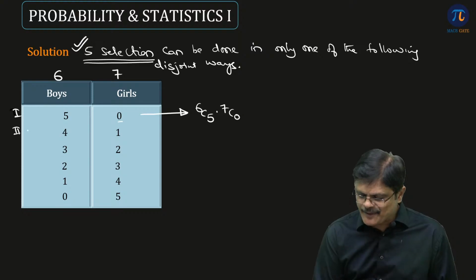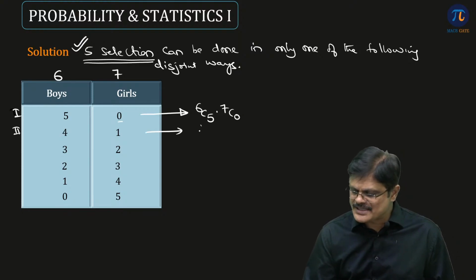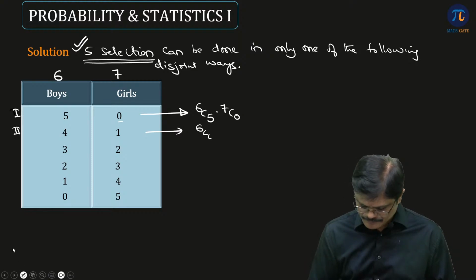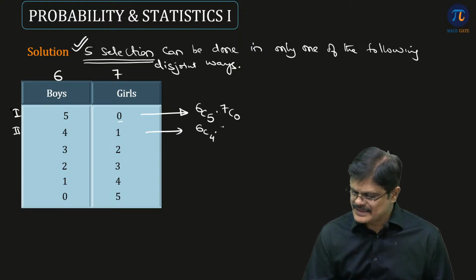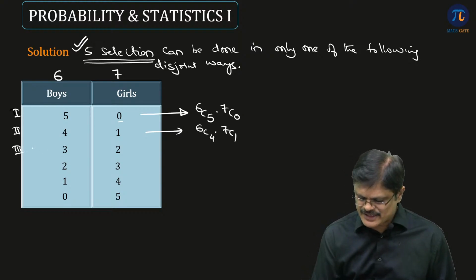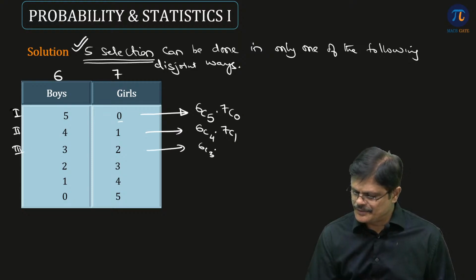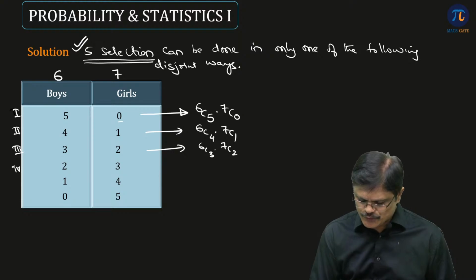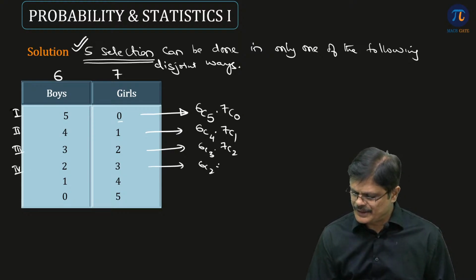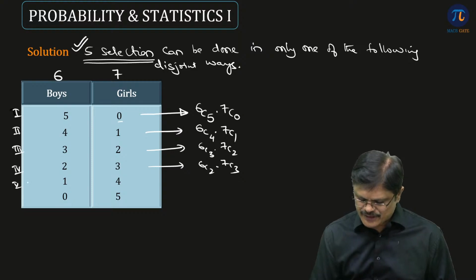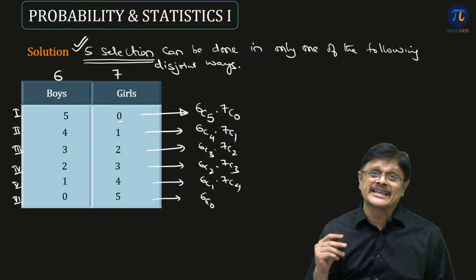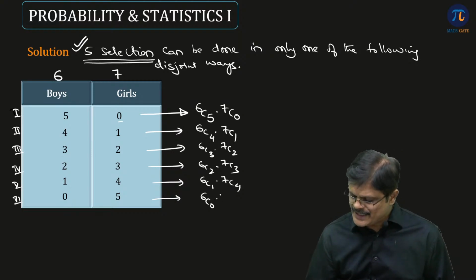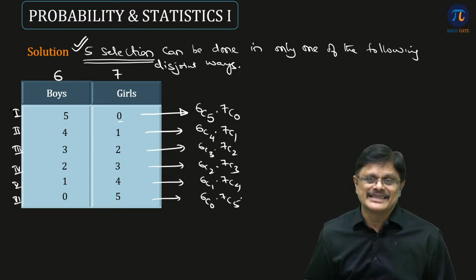How can you do this second type of selection? Selecting 4 out of 6 boys, that is 6C4, into 7C1. How can you make this third type of selection? 6C3 into 7C2. The fourth type? 6C2 into 7C3. The fifth type? 6C1 into 7C4. And how can you make this sixth type of selection? 6C0, that is selecting 0 out of 6 boys, followed by selecting 5 out of 7 girls.